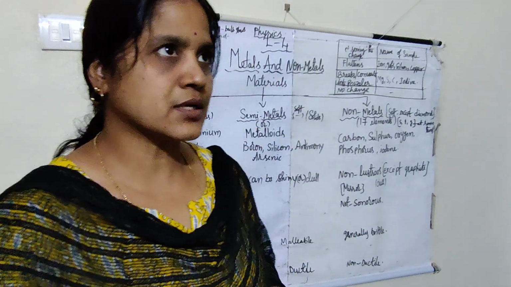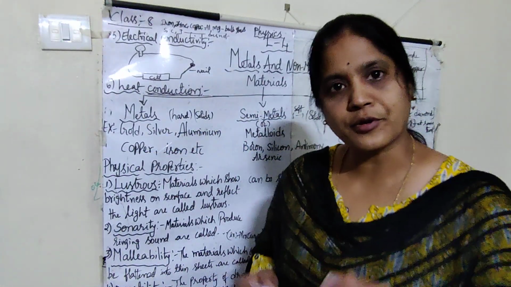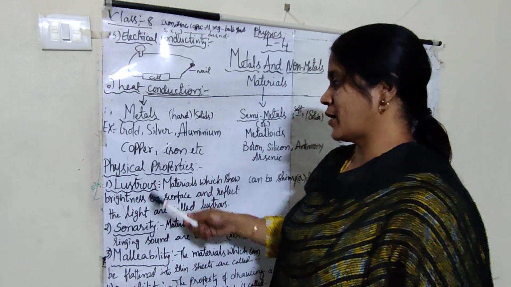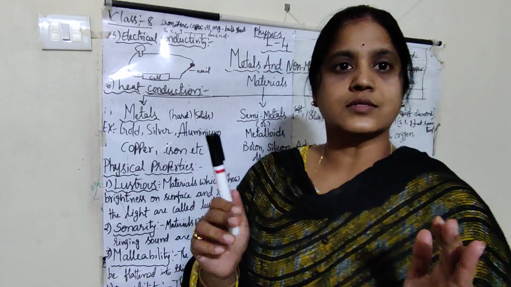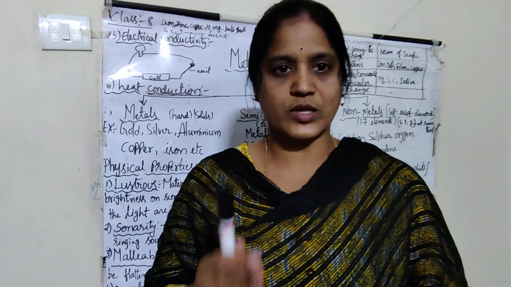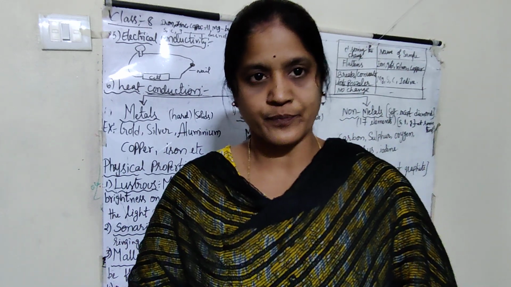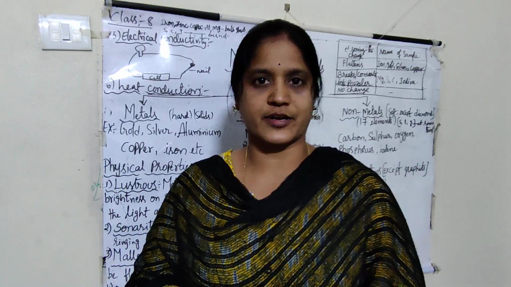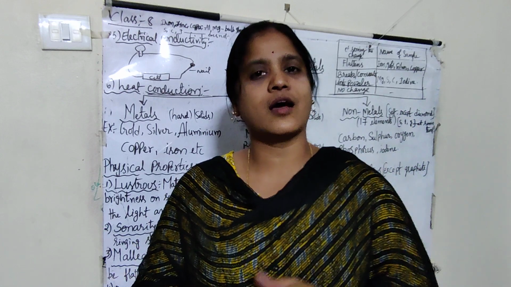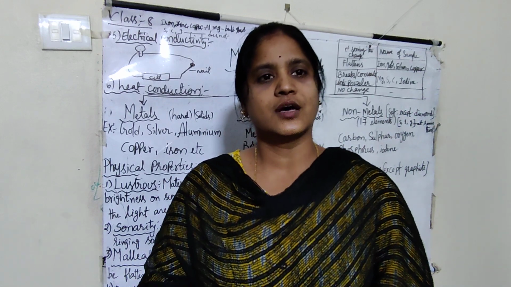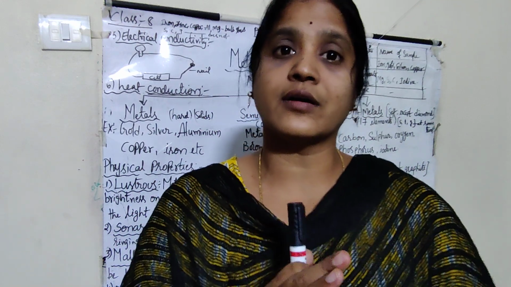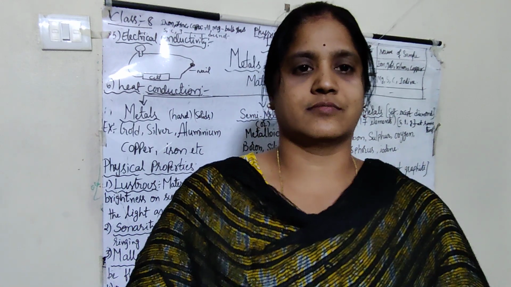So these are not sonorous. See, in the first property, lustrous, having a smooth and brightening surface, I said, means when light falls on that, it should reflect. For example, if you take a mirror, it has a very smooth surface. When light falls on that, it reflects the light also. So why then is the mirror not a metal?